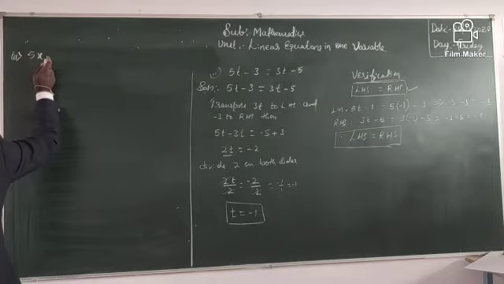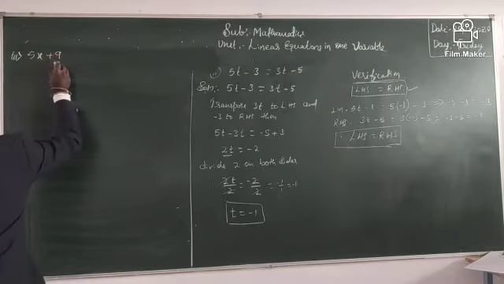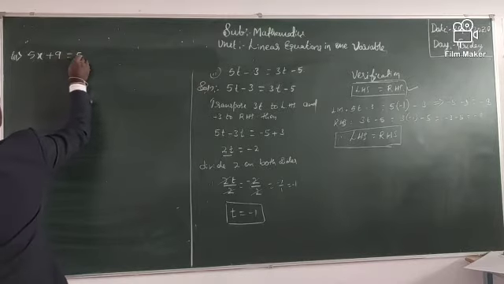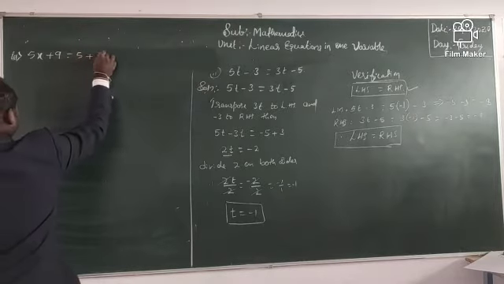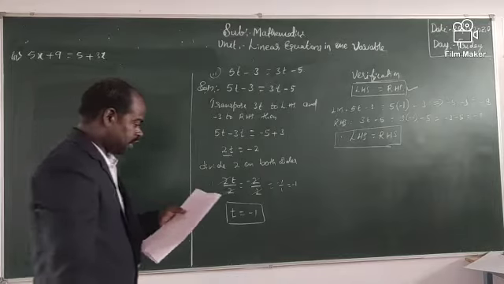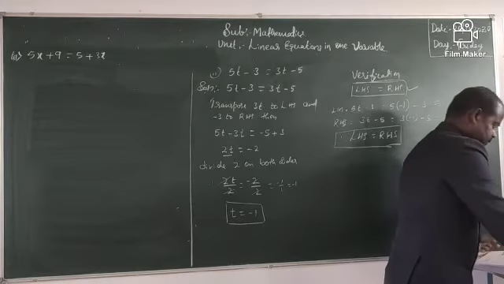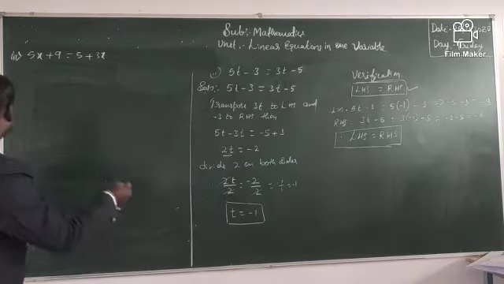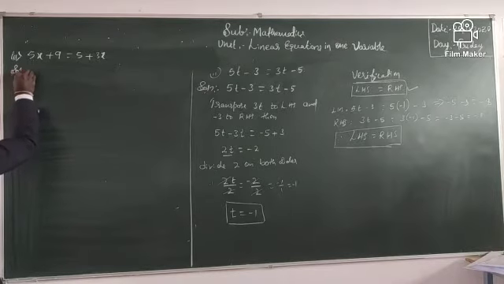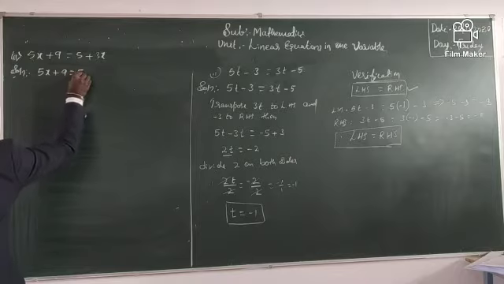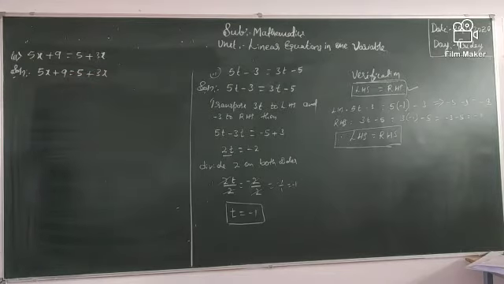5x plus 9 which is equal to 5 plus 3x. Okay. See here, solution: 5x plus 9 which is equal to 5 plus 3x.